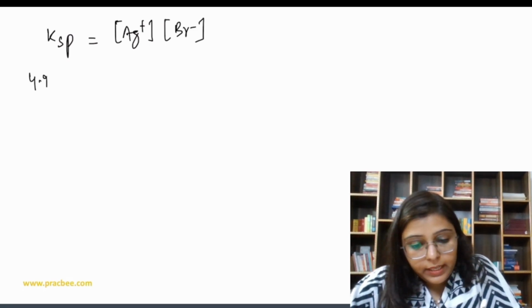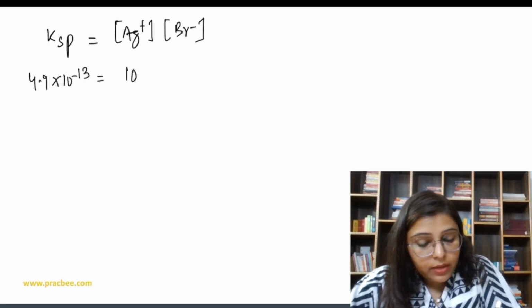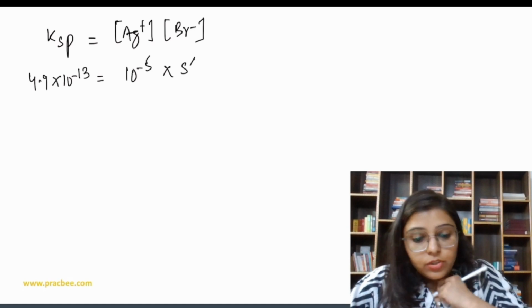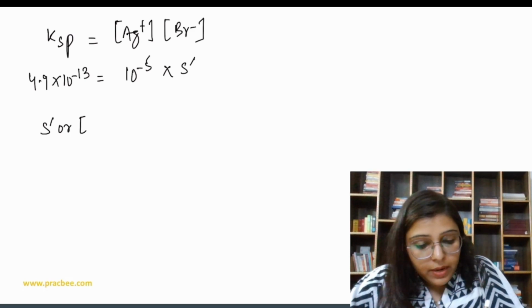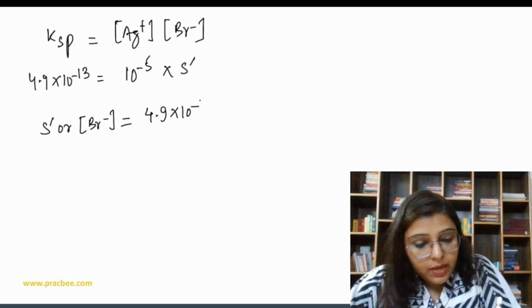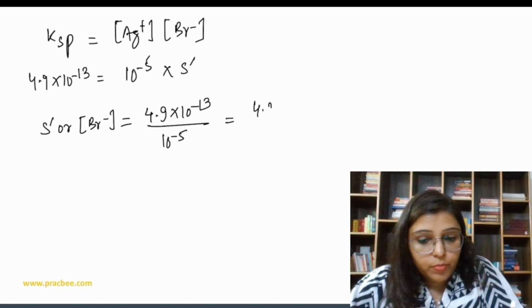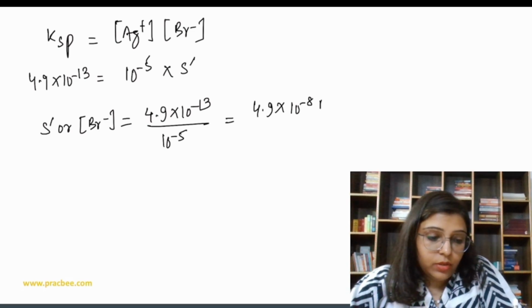KSP is 4.9 into 10 to the power minus 13. S plus, we can take it as 10 to the power minus 5, and Br minus is S dash. So S dash, or Br minus concentration, is going to be 4.9 into 10 to the power minus 13 divided by 10 to the power minus 5. On solving, we get 4.9 into 10 to the power minus 8 molar.